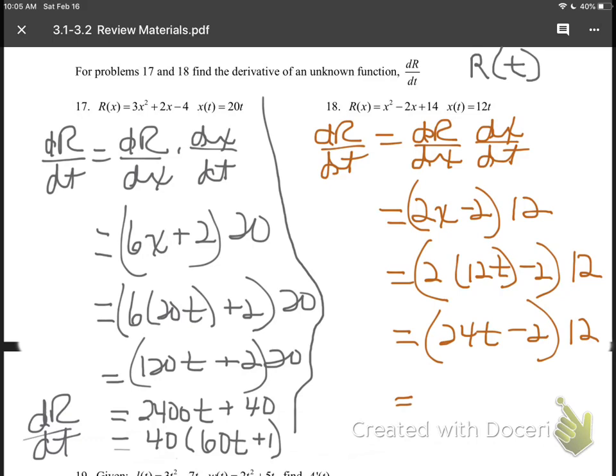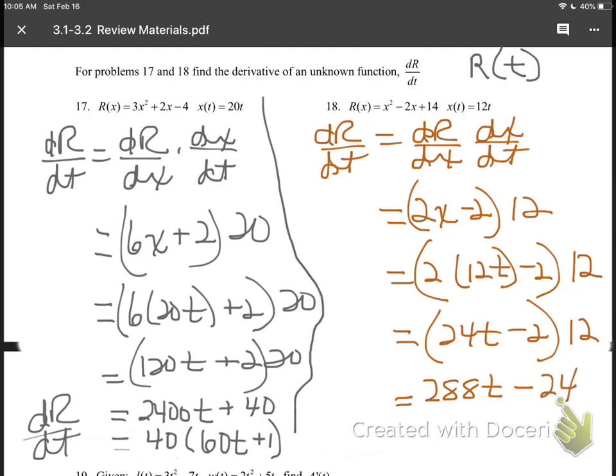Okay, so what am I going to get? Well, 12 times 24 should be getting me 288t minus 12 times 2 is 24. So let me just check on my math for a sec. Okay, everything looks good. So 2 times 12 is 24.